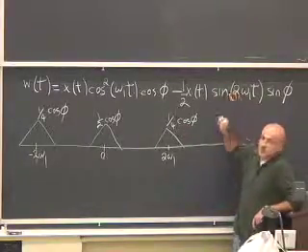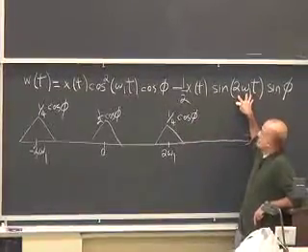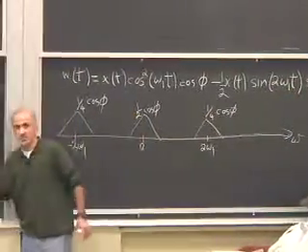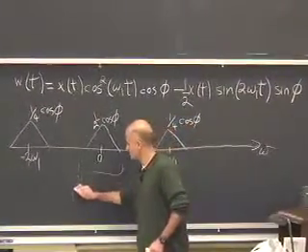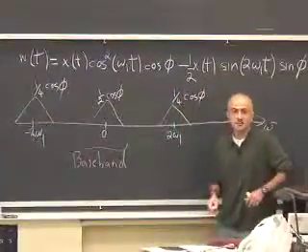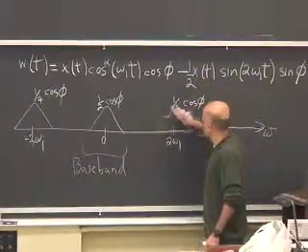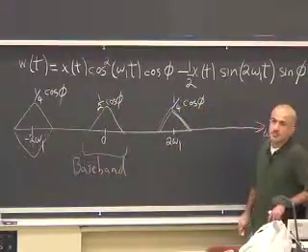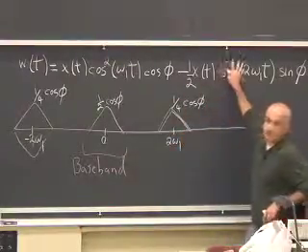And what about the second term? So the second term has nothing in what we call the baseband, which is basically the low frequency range. The second term has only stuff here and here. Okay? There's nothing in the center. There's nothing around 0 corresponding to this term.